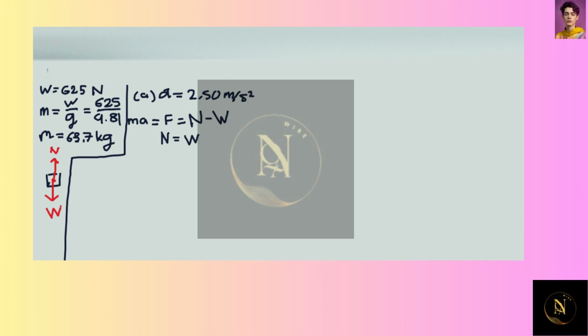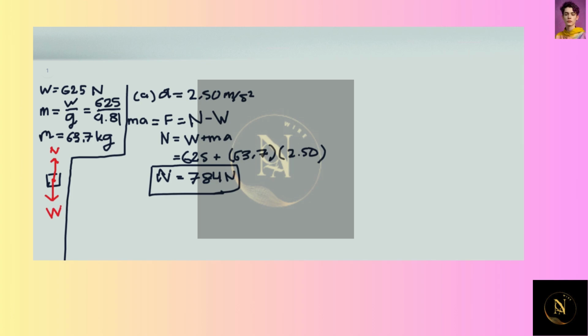Let's add w to both sides of this equation, so that we end up with N equal to weight plus ma. We actually know all those quantities, so we can plug them in. We know your weight. We solved for your mass at the very beginning, which is 63.7 kilograms, and the acceleration is 2.50 meters per square second. Plug that into a calculator, and at the end of the day you get a value of 784 newtons. That is what the scale would read, because that's how hard the floor is pushing up against you in the moment when the elevator begins to accelerate. Okay, so that was part A.